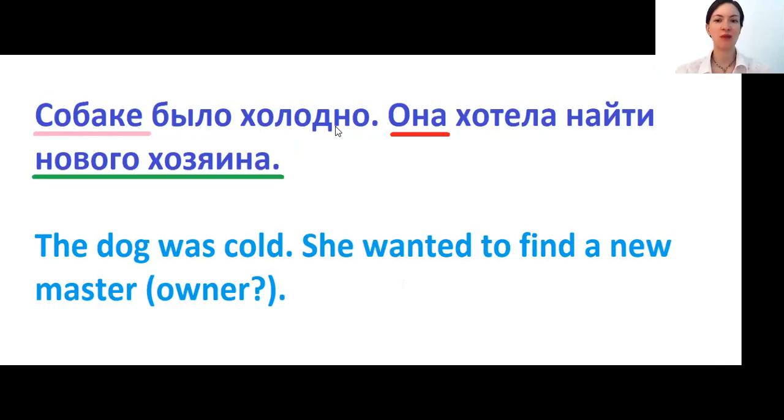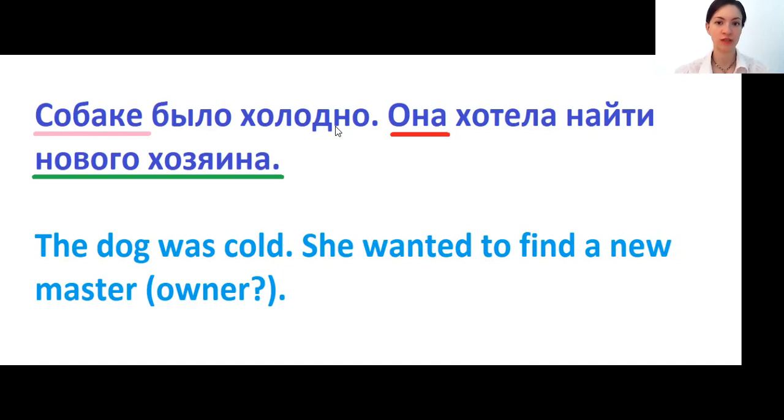So next one, собаке было холодно. Why do we say собаке here? Because if we talk in Russian language about physical, mental, or emotional state and condition, we must use dative case. Here, we say the dog was cold.